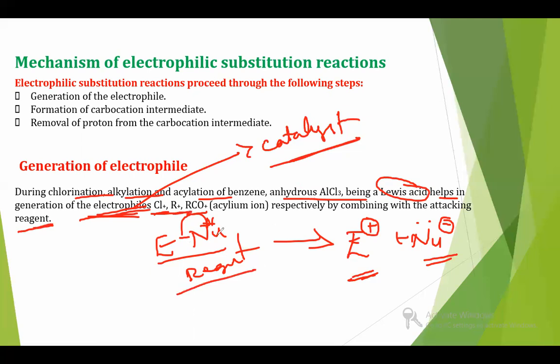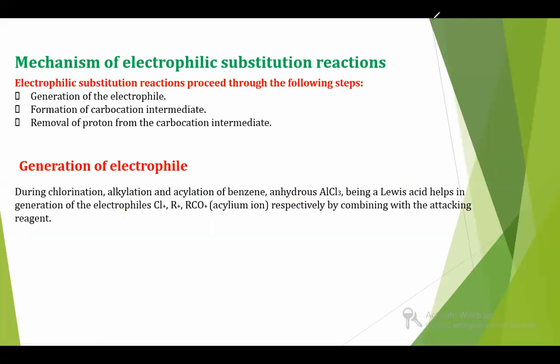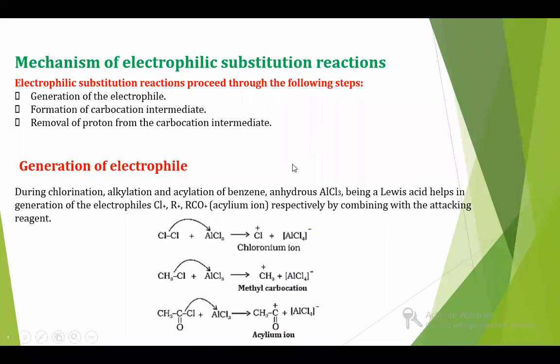This is the reagent, E and Nu. The nucleophile takes an electron, so it has the electron density, and the remaining part is positively charged. It forms an electrophile, E plus. So that is the first part, generation of electrophile.